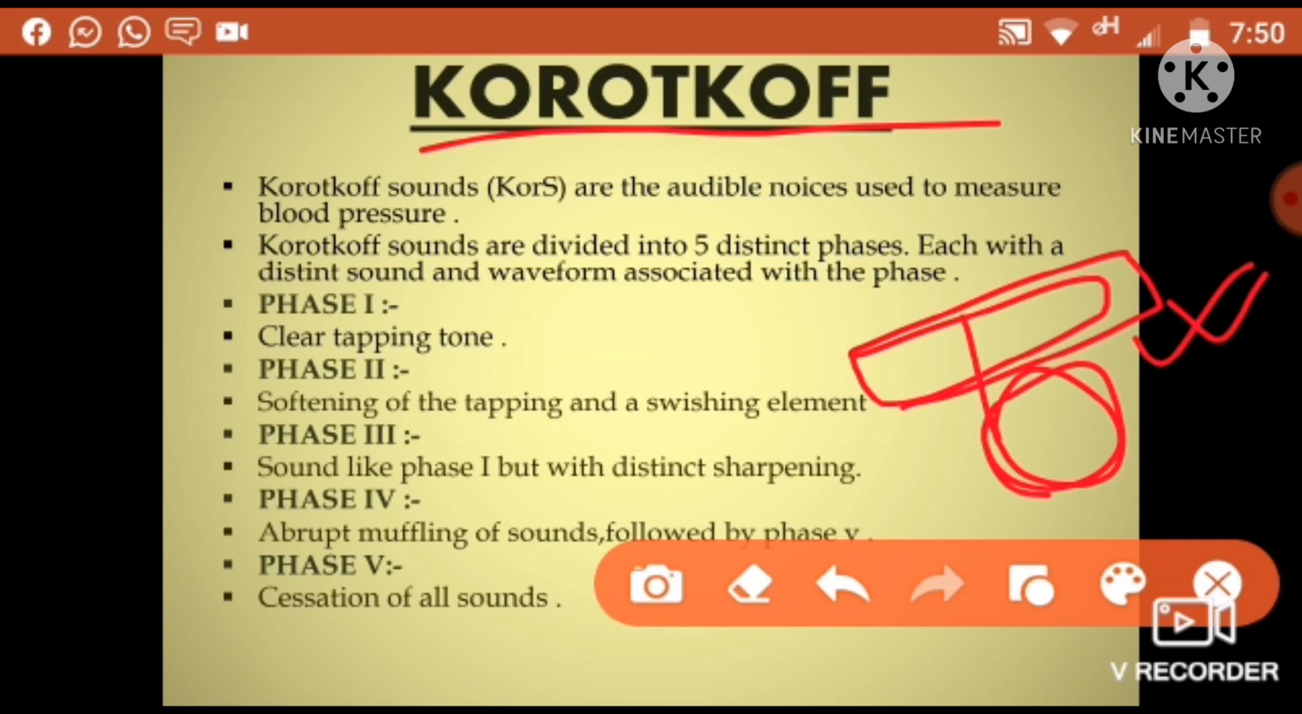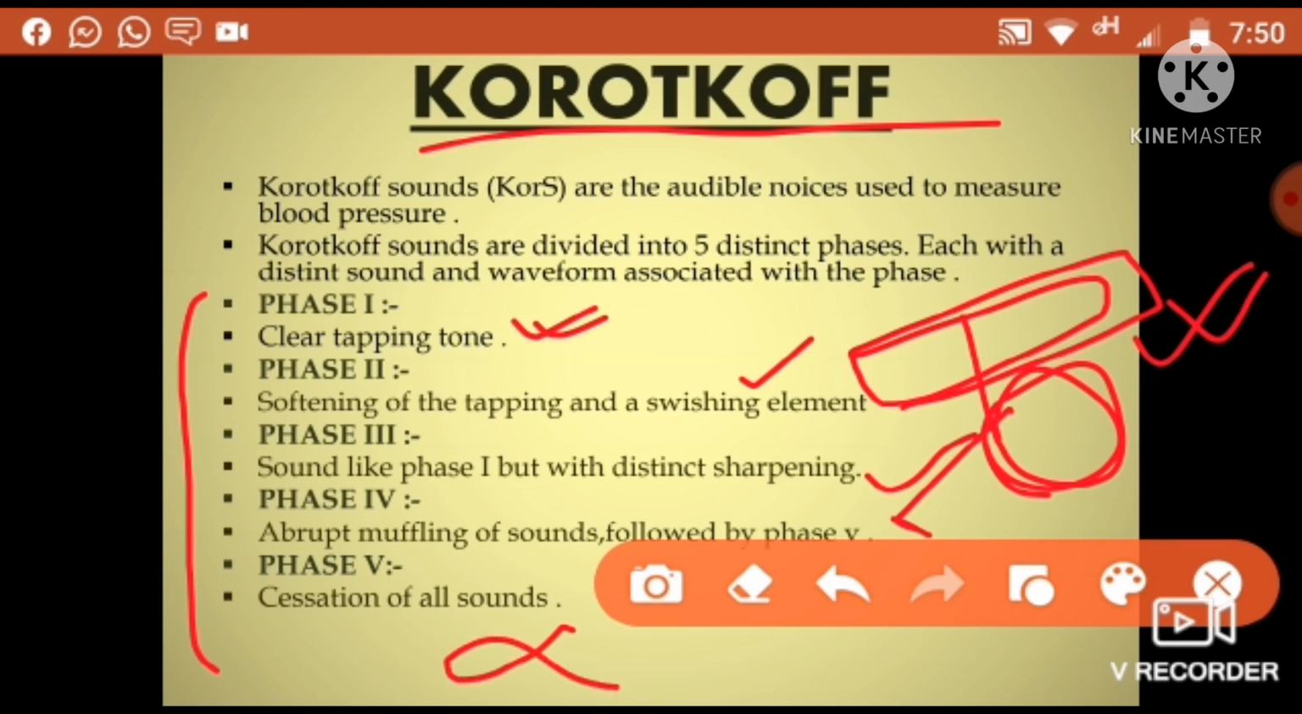We have four phases of Korotkoff sound. The first sound, whenever we are listening, is the systolic. This is a clear tapping tone, and phase 2 is a softening of the tapping with a swishing element, and in phase 3 a sharp noise will be heard, and abrupt muffling of sound follows in phase 4. After that, no sound will be heard. Why? Because the arteries are blocked, so no sound will be heard after this.